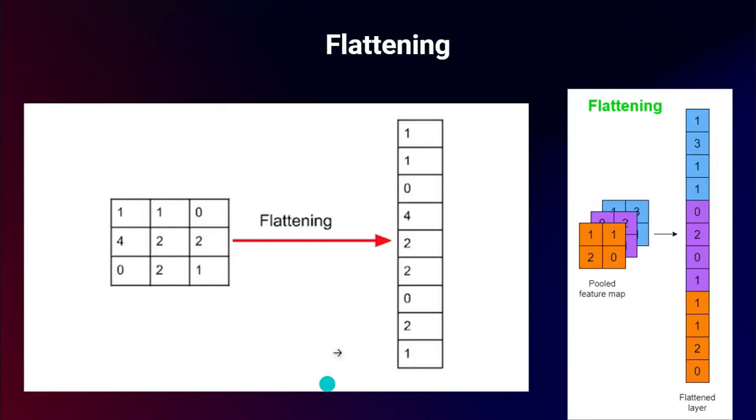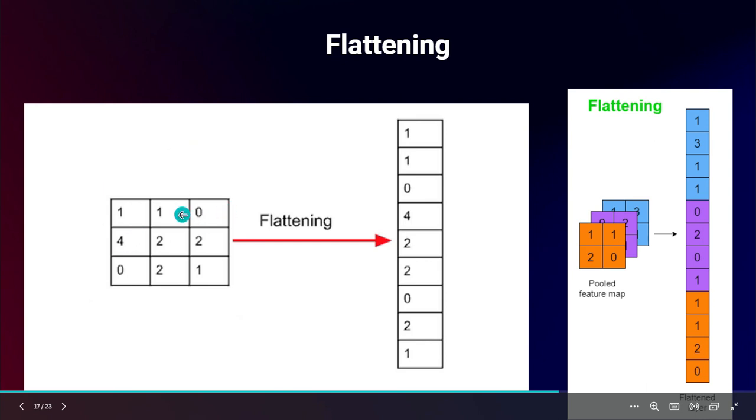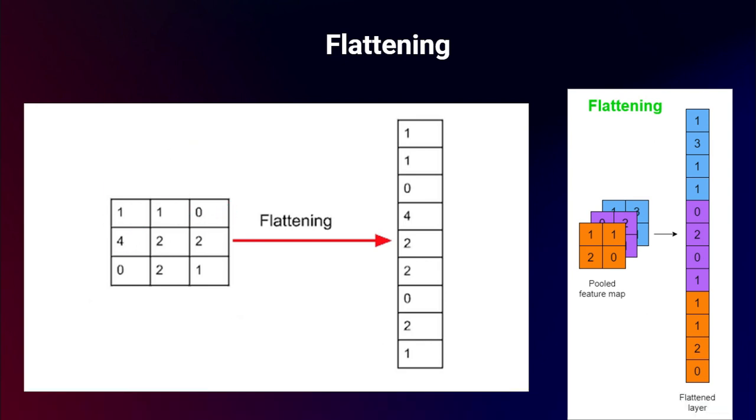Okay, so if you remember this, guys, whenever you go for a convolution layer, you should have a max pooling layer after that. And you can have multiple of this max pooling and convolution 2D combo. But once you are done with that, if you want to give it to the next layer, which is the fully interconnected layer, you must go through flattening. And what flattening will do is, for example, if I have 1 1 0, it is just elongating it, and 4 2 2 is elongated in this way, 0 2 1 in this way.